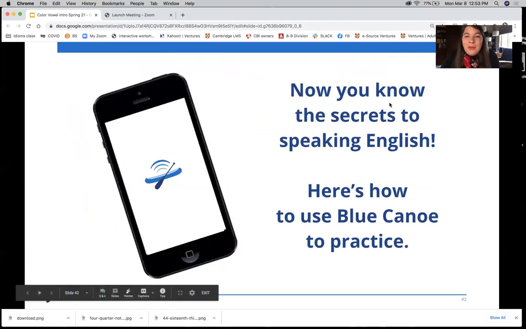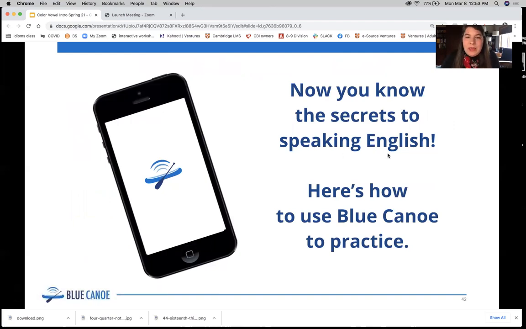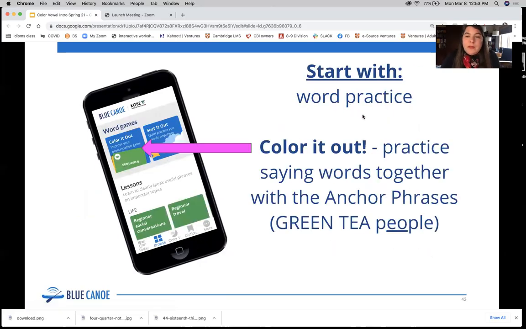So now you know the secrets to speaking English. Blue Canoe is the app that will help you practice on your own. I will use Color Vowel to help you all the time, to tell you where the color is, how to say it, where the stress is. Here's how to use Blue Canoe to practice at home. Start with word practice, okay?